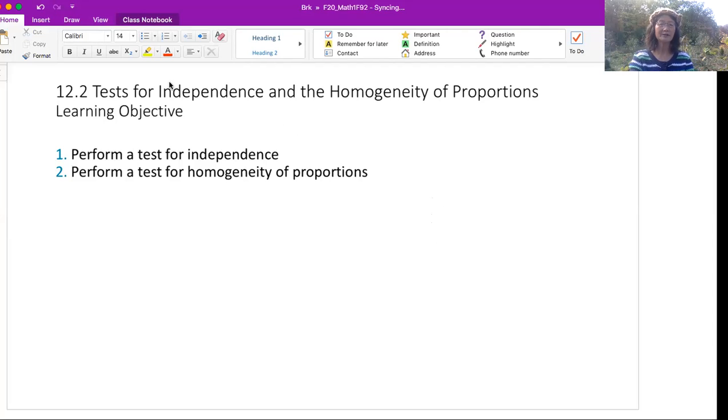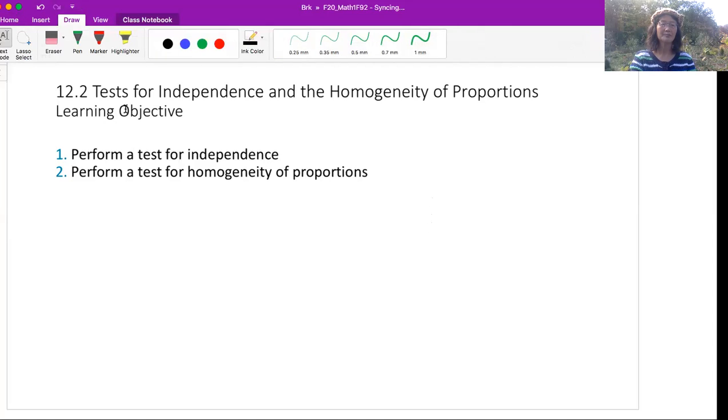Learning objectives include: perform the test for independence, and perform the test for homogeneity of proportions.